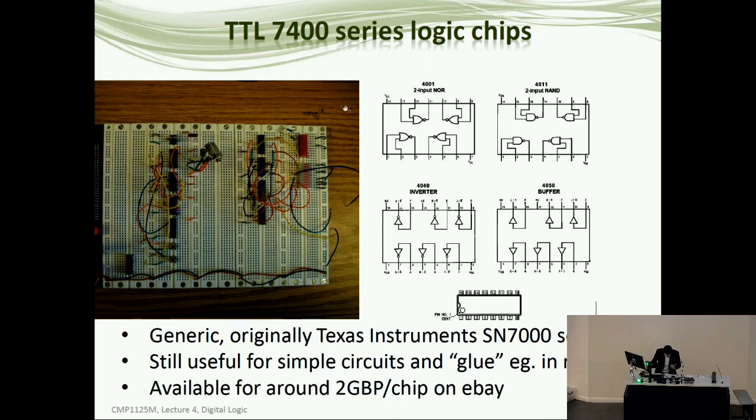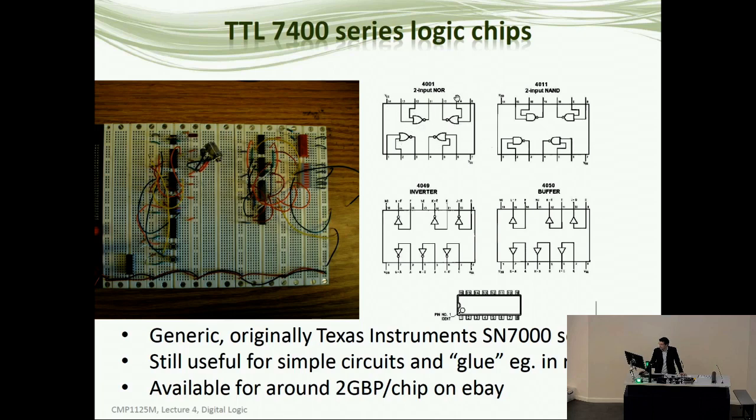So the famous series of chips is called the 7400 series, originally made by Texas Instruments. Now they're made by all kinds of people. It's a generic series of them. They all start with the same numbers, and they have different numbers at the end, which tell you what's inside. So you can get a chip, for example, with four NOR gates sitting on it.